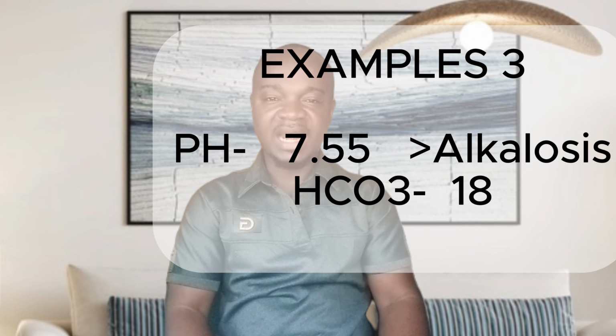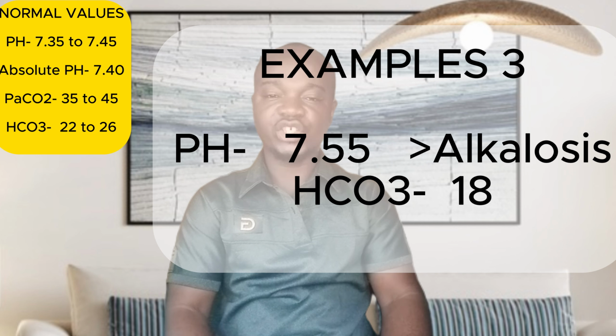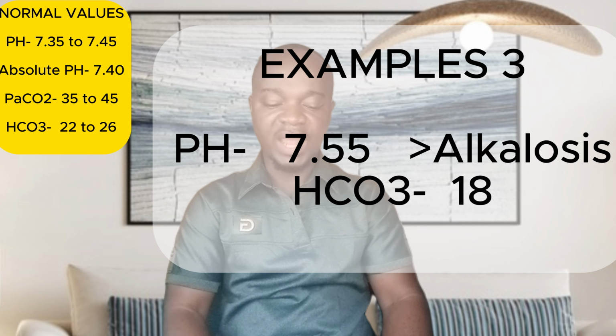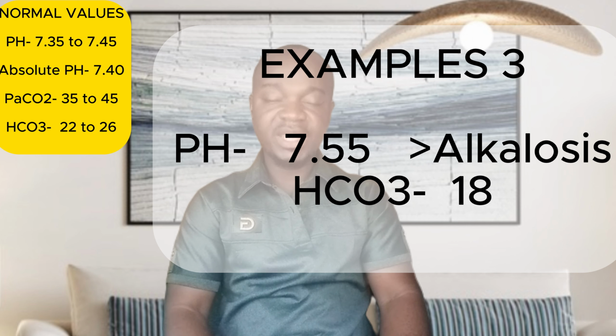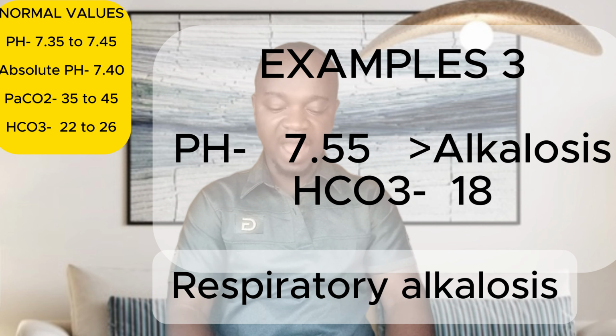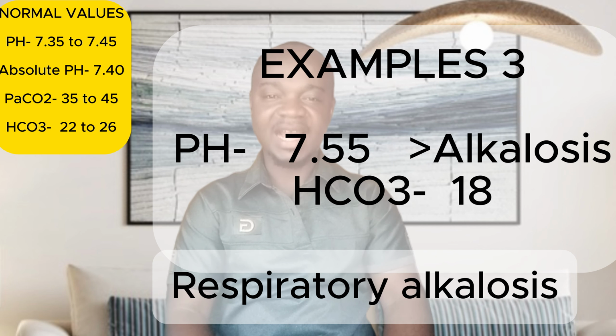Okay. Now, the last example here is pH 7.55 and bicarbonate 18. Since the pH and the bicarbonate are moving in opposite directions, then we have what? Respiratory. And the pH is 7.55, which tells you that in this case, the pH is going in the opposite direction to the bicarbonate. So we have what? Respiratory. So in this case, we have respiratory alkalosis.